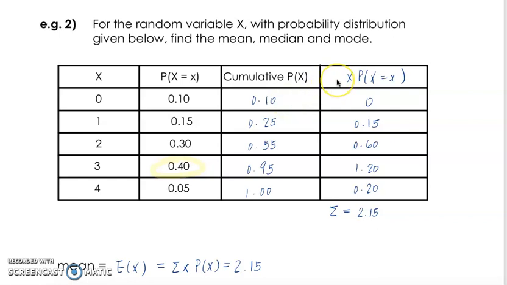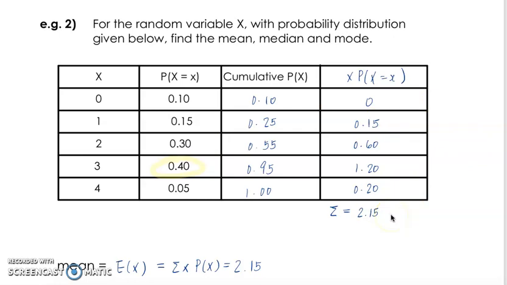And then the last column, again, is the working column for us to use for finding the expected value or the mean of the probability distribution. So once again, the formula is to add x times p of x. So that means we're multiplying the first column to the second column. So 0 times 0.1 is 0, 1 times 0.15 is 0.15, 2 times 0.3 is 0.6, and so on. And then you can add these numbers up to get 2.15.